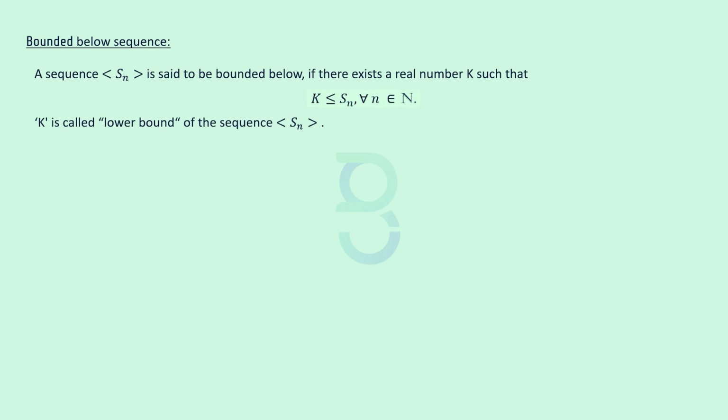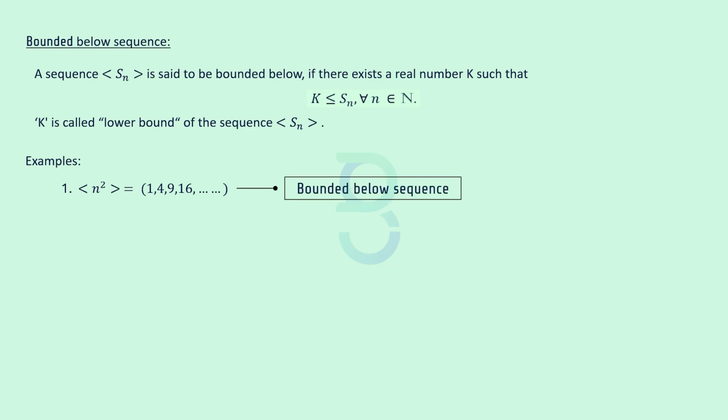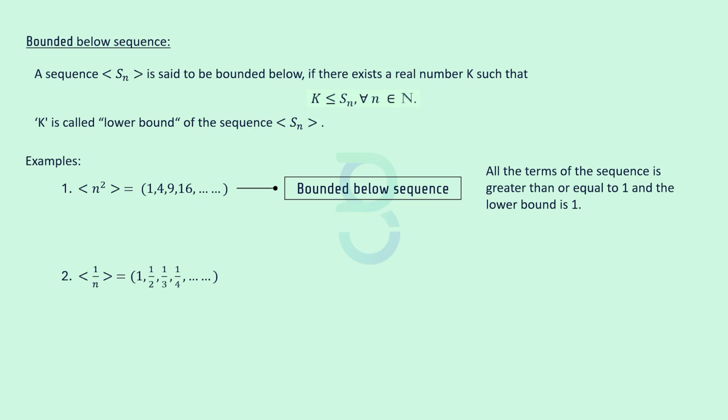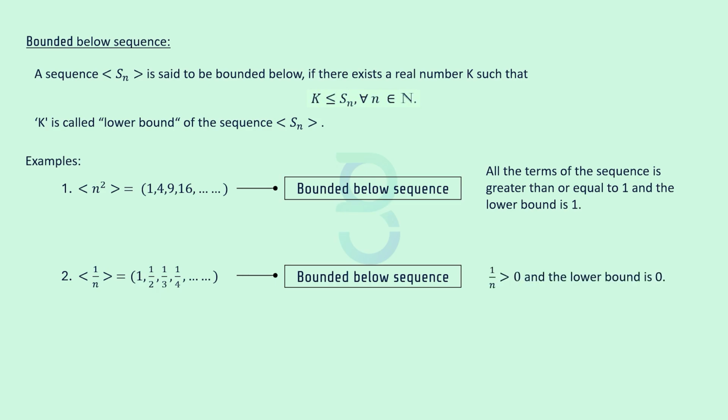Bounded below sequence. A sequence Sn is said to be bounded below if there exists a real number k such that k is less than or equal to Sn for all n belonging to the set of natural numbers, and k is called a lower bound of the sequence Sn. Examples. First one. The sequence n square is defined as 1, 4, 9, 16 and so on. This sequence is bounded below since all the terms are greater than or equal to 1, and the lower bound is 1. Second example. The sequence 1 by n is defined as 1, 1 by 2, 1 by 3, 1 by 4 and so on. This sequence is also bounded below since 1 by n is greater than 0 for all n belonging to the set of natural numbers, and the lower bound is 0.